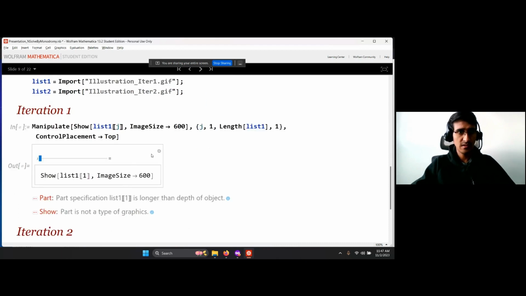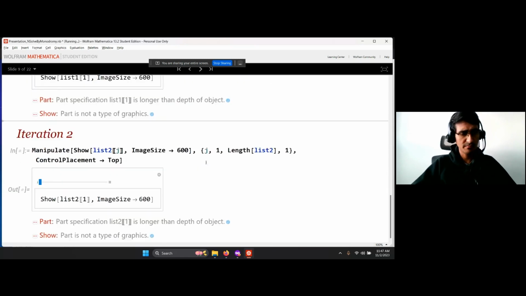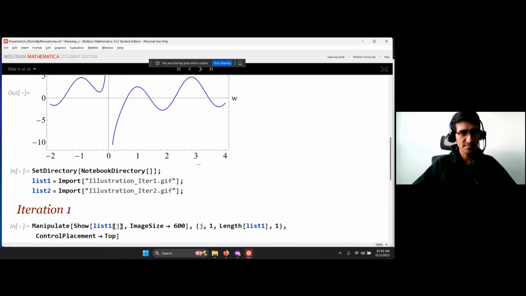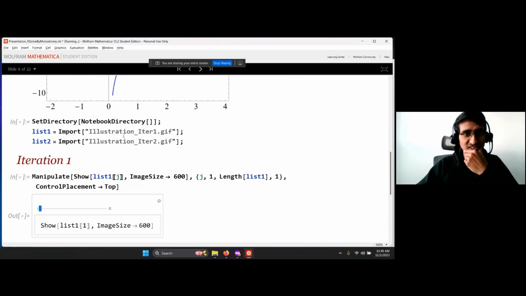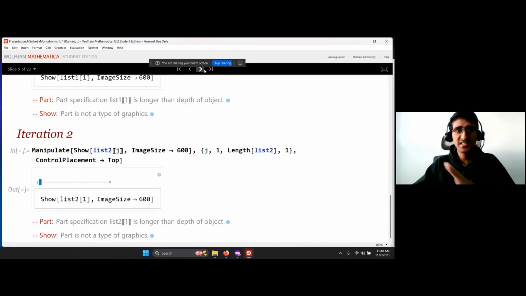So let me run this. Anyway, so I'll add these illustrations. It'd be nice to show this illustration. Hmm. Anyway, I'll skip ahead these slides.